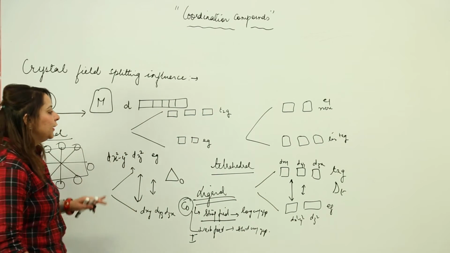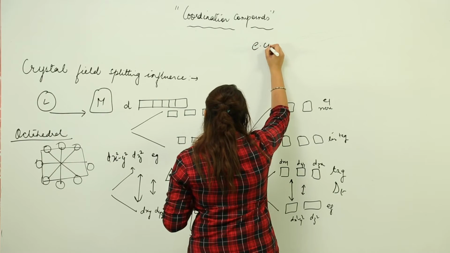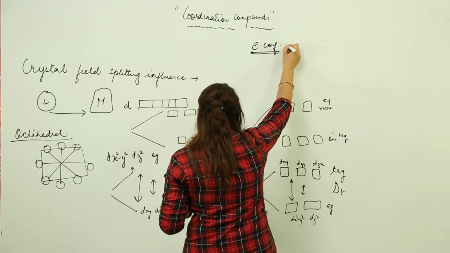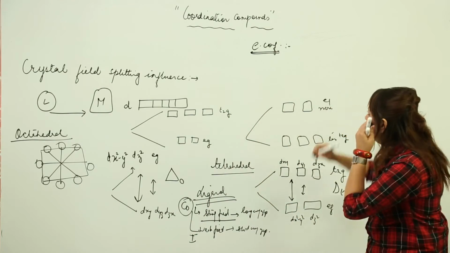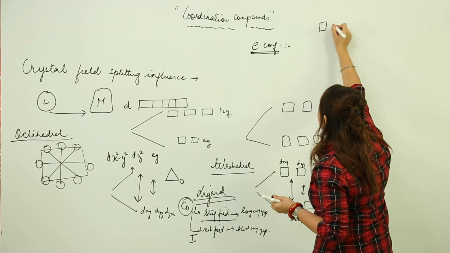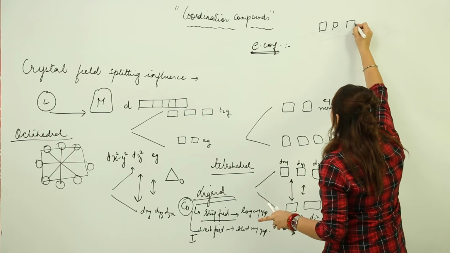Right. So now we are going to start with the electronic configuration, how the electronic configuration gets changed. Suppose I say that the gap between the orbitals, whether it is this or this, happens in the same way.